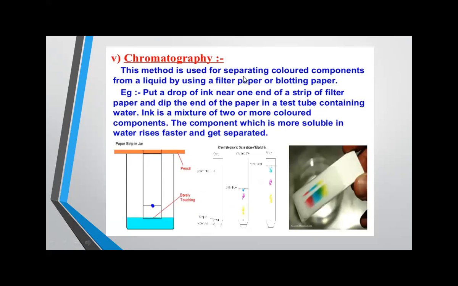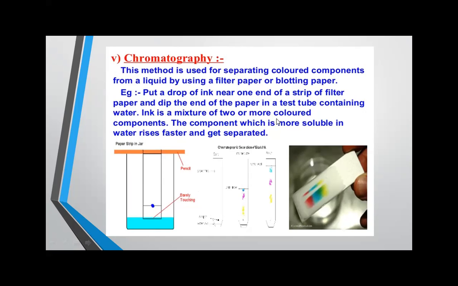Chromatography. This method is used for separating colored components from a liquid by using a filter paper or blotting paper. Example, put a drop of ink near one end of a strip of filter paper and dip the end of the paper in the test tube containing water. I hope you can see the picture in which this is a paper strip which is inserted in the jar which contains water, and you can see the drop of ink.